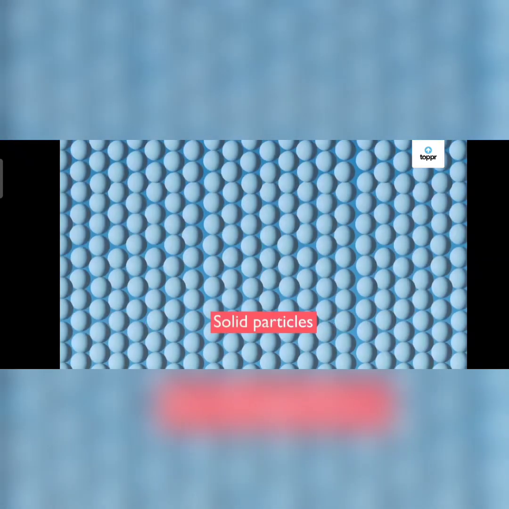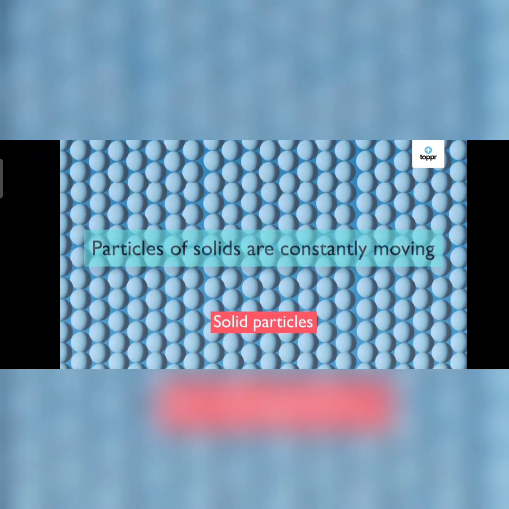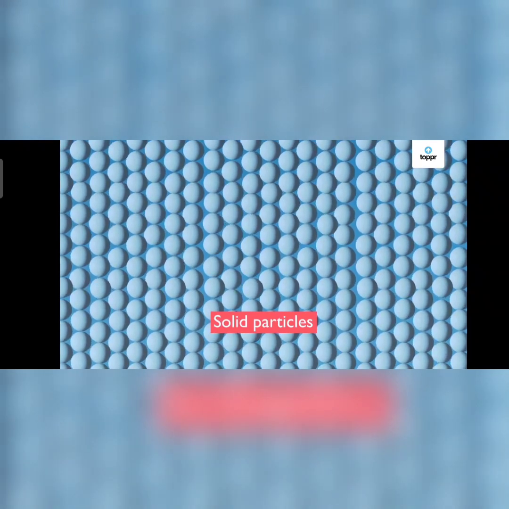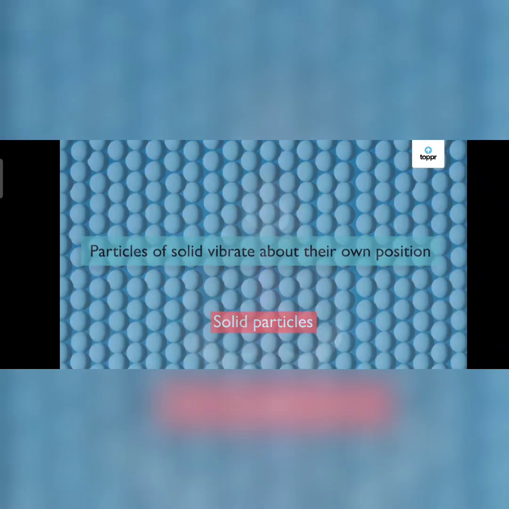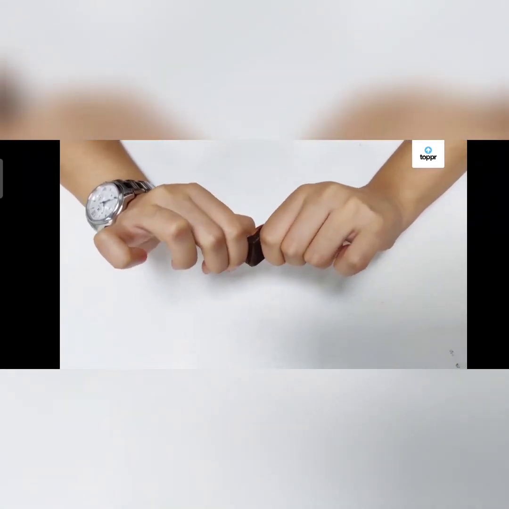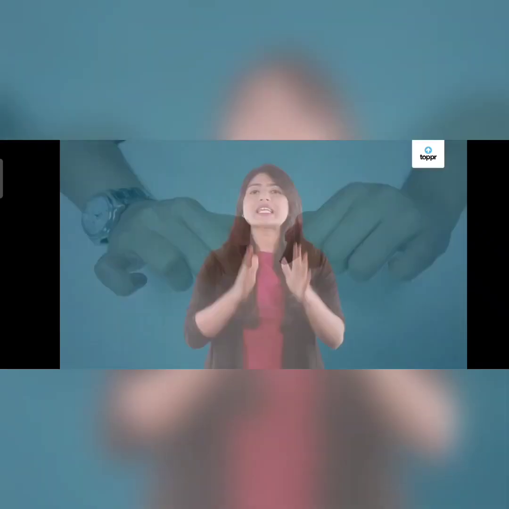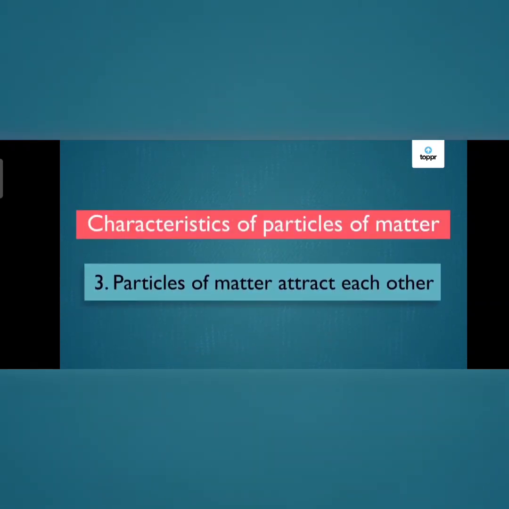But what about solids? Yes, the particles of solids too are moving constantly, but not as freely as the particles of liquids or gases. They just vibrate about their own position. A little hard to believe, but it's true. So next time you see a piece of chocolate, remember there are zillions of particles vibrating within. But why is it difficult to break a chocolate? Well, that's because there is a force of attraction between the particles. So the third characteristic is particles of matter attract each other.